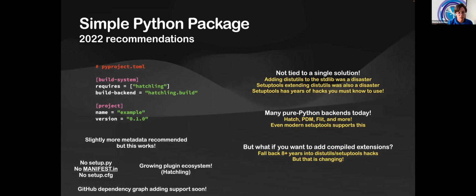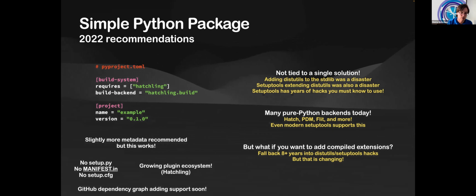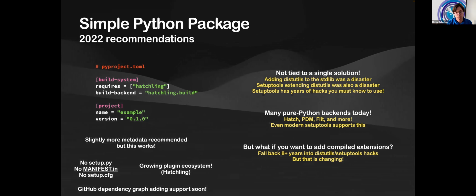You don't need a setup.py, you don't need MANIFEST.in, you don't need setup.cfg, you don't need all of these old classic files. You don't have to learn different syntaxes and various things. You just need this one, and TOML is a fairly standard syntax. It's used in Rust and other places too. So this for pure Python packages has been absolutely fantastic.